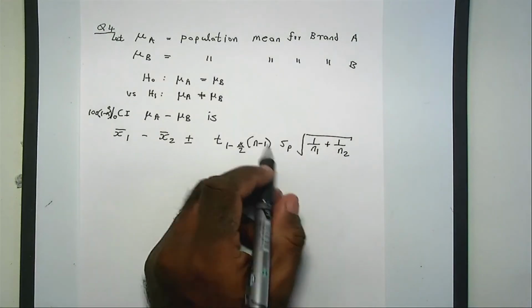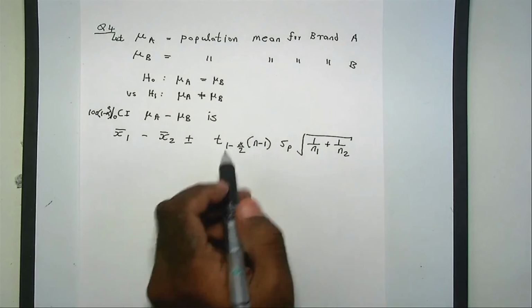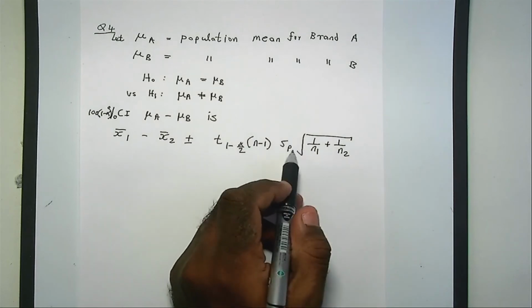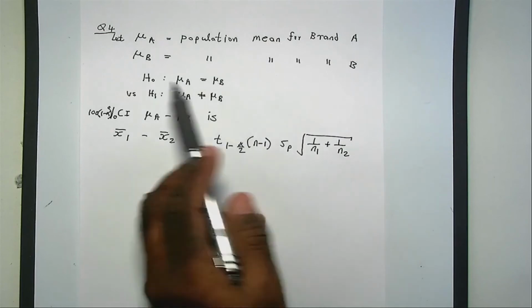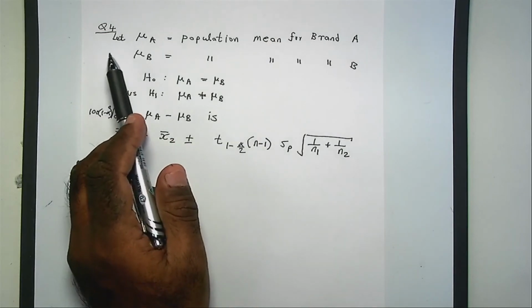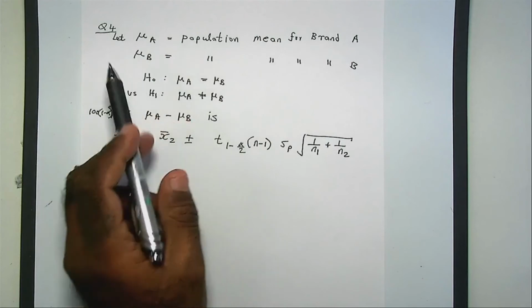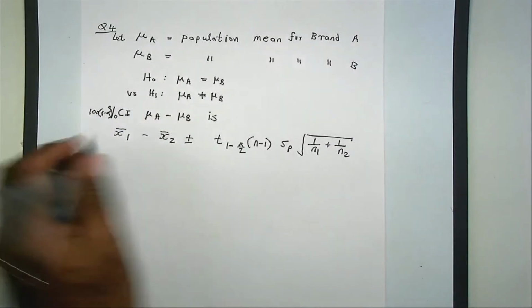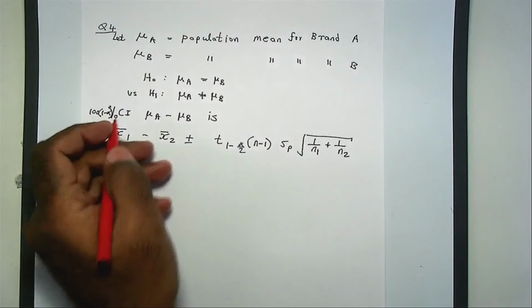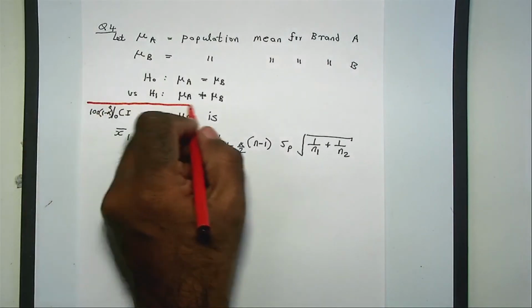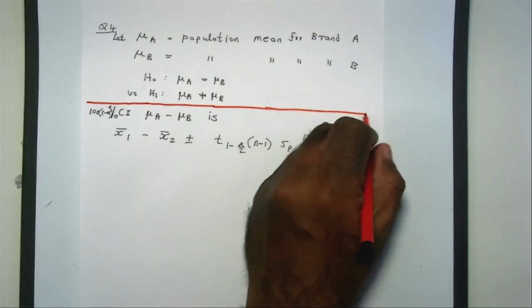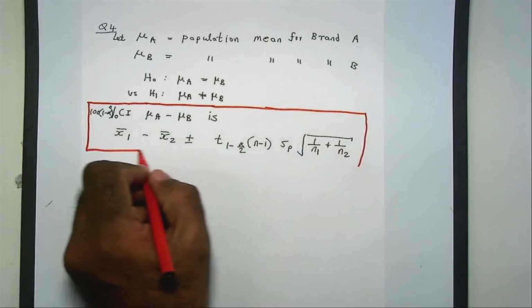The reason I'm using the t percentile and the sample standard deviation is because in this question here, we are not given the population standard deviation, right? The population standard deviation is unknown. We are only given the sample standard deviations for each population, right? So let me put this in a box. Okay.